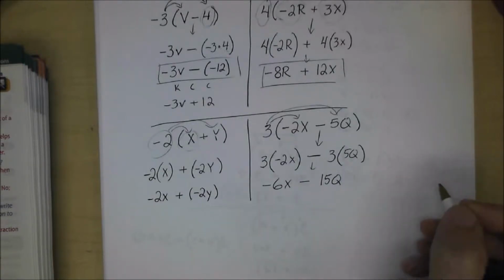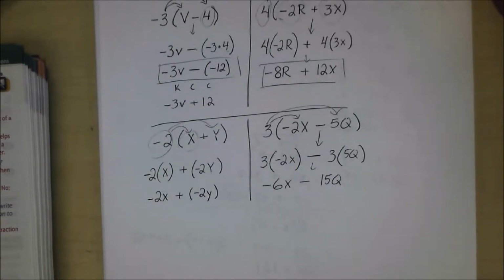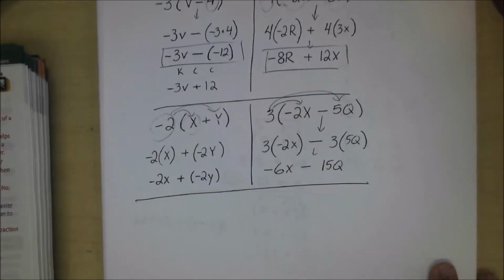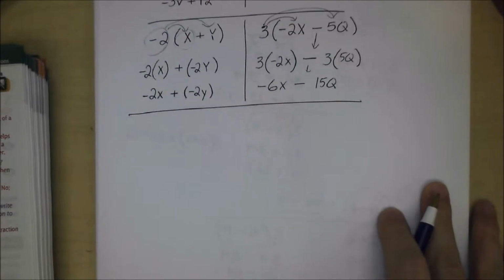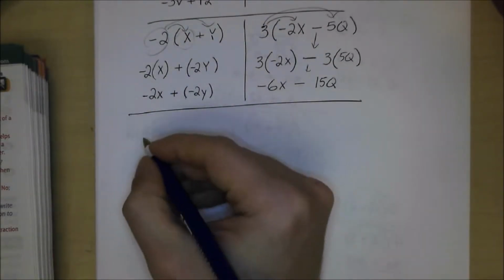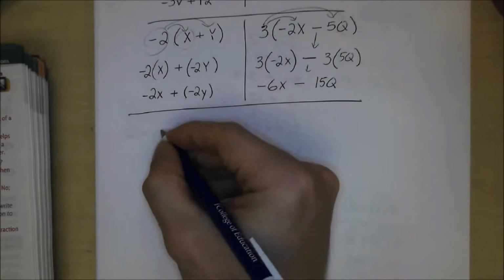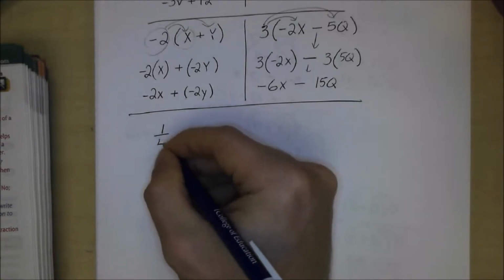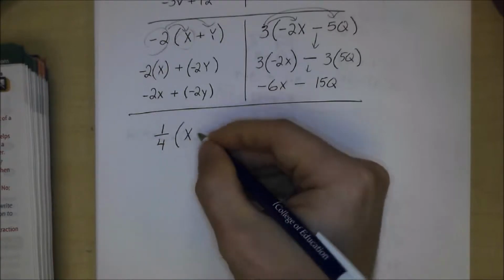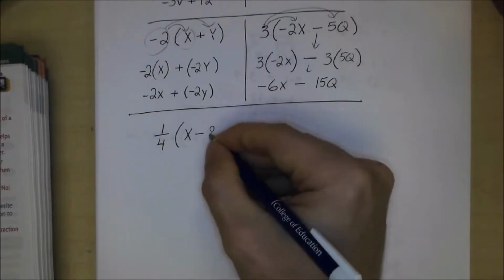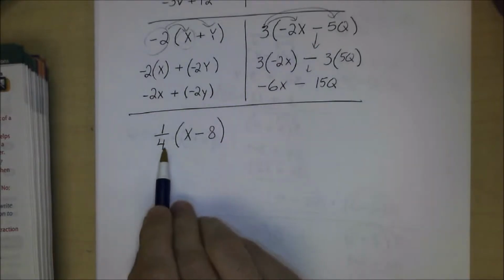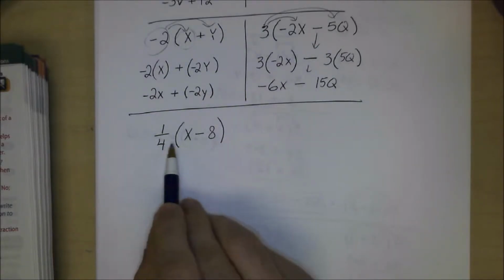Alright, so the next example that I want you to take a look at is if we have a fraction. And usually when you have a fraction here, they'll cancel out. Show you what I mean. Let's say we had 1/4 times the quantity x minus 8. So, with this one, I've got 1/4 times this minus 1/4 times that.